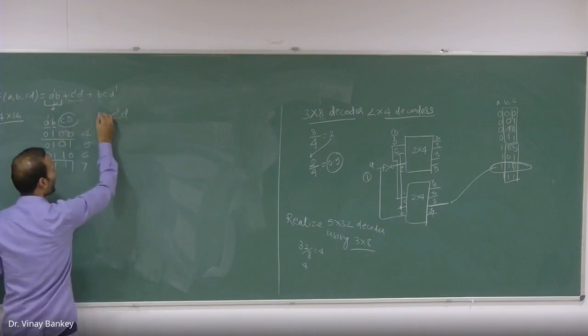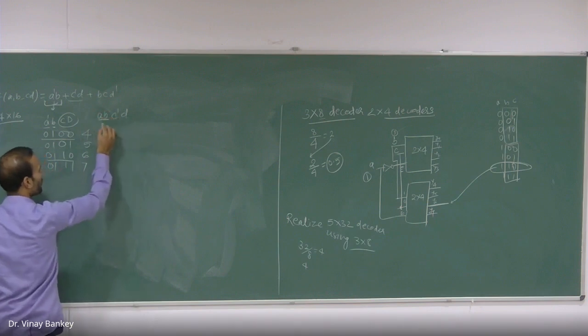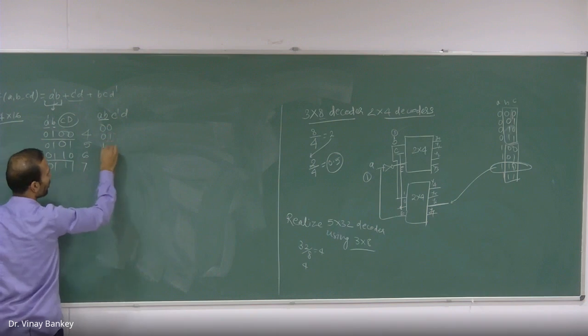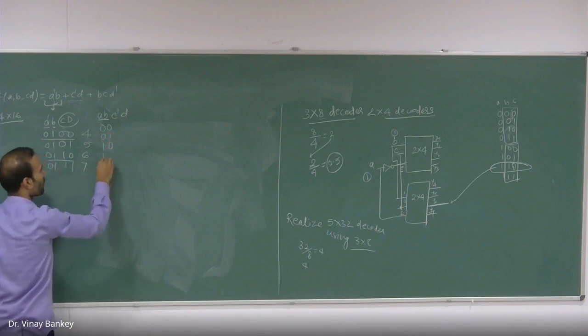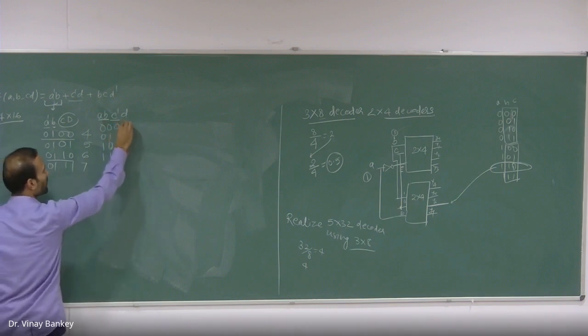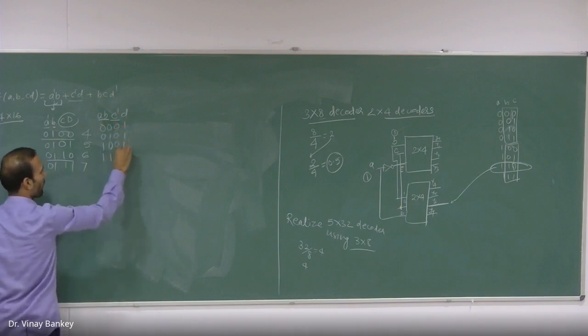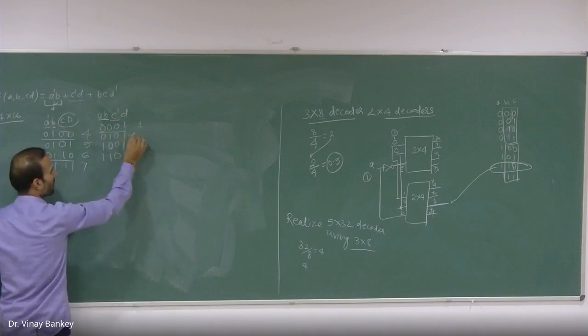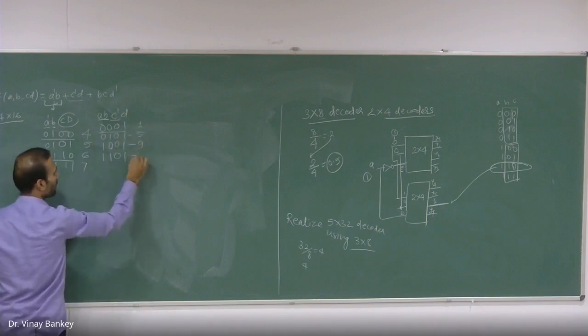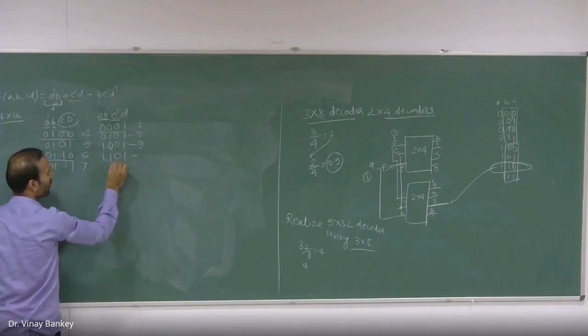In a similar way you will write for C bar D, and here A and B are absent. So A and B will have the 4 combinations: 0 0, 0 1, 1 0 and 1 1. And C bar is 0, D is 1. So now this is the first min term, this is the 5th min term, 9 and 8, 12, 13.